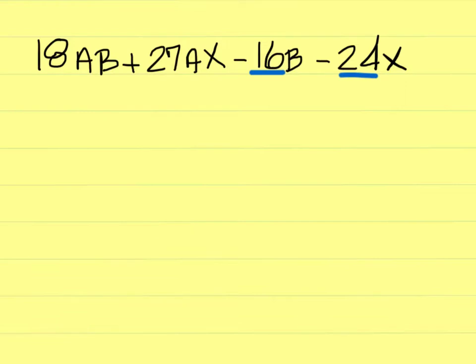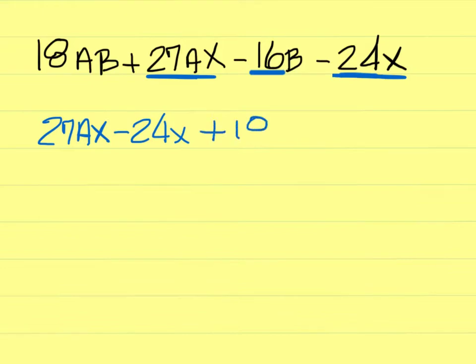For example, instead of doing the obvious, let's try to rework this and shuffle them around just to demonstrate that you can do these differently and still get an answer. So instead of these first two, how about we do 27ax and then minus 24x. Let's use this one and this one first, and then plus 18ab minus 16b. And let's see if they come out.